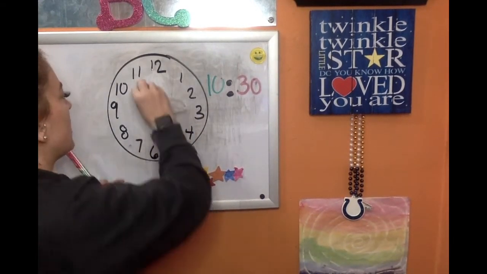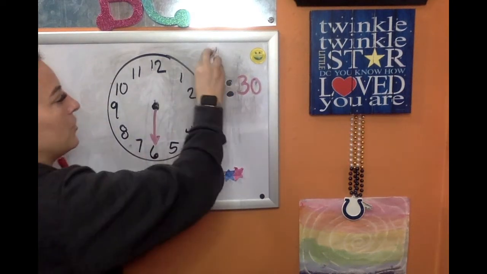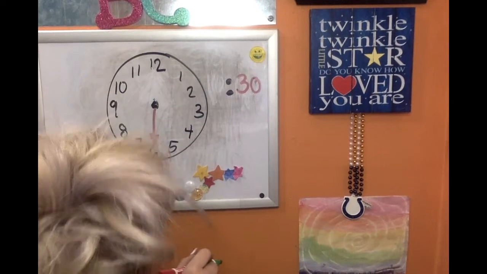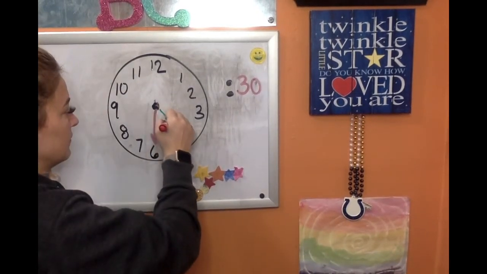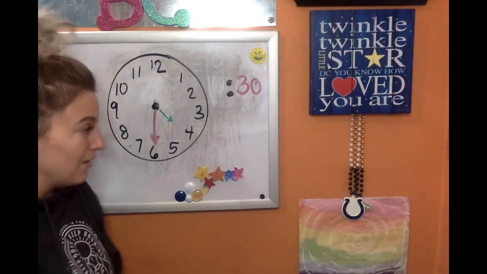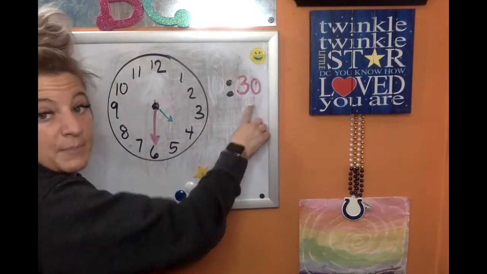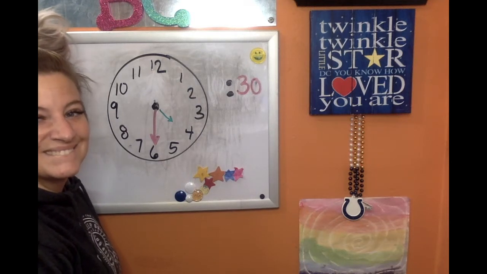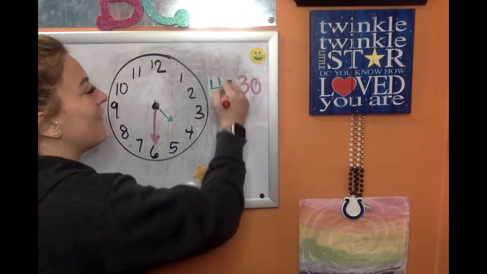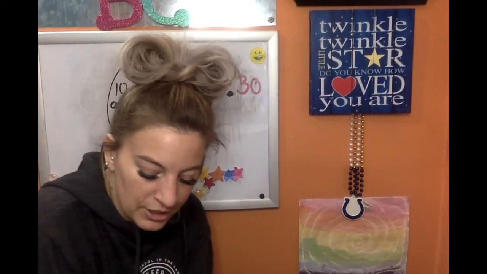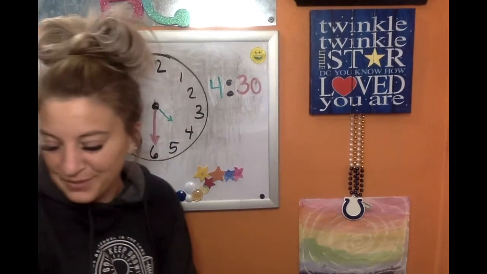Okay, here we go. Here's the next one. What is it pointing to? Let me check it. What is it pointing to? What time is it now? We already know it's 30 because the minute hand is touching the 6. 4:30. Good job. Okay, we're going to do just a couple more because they're fun.